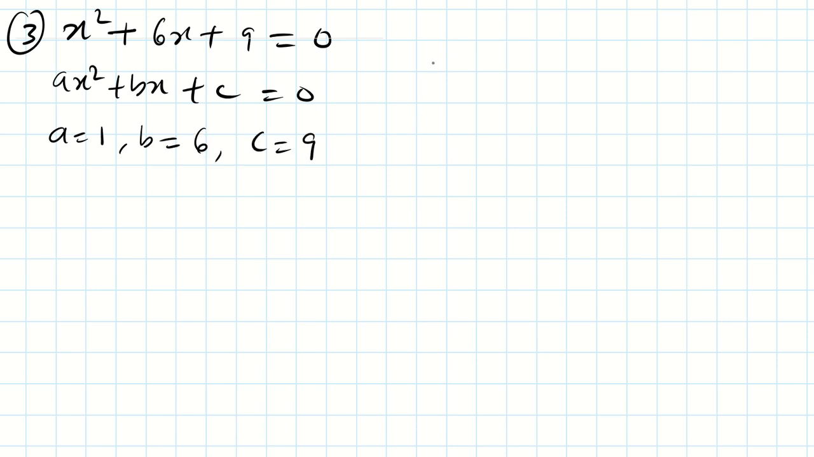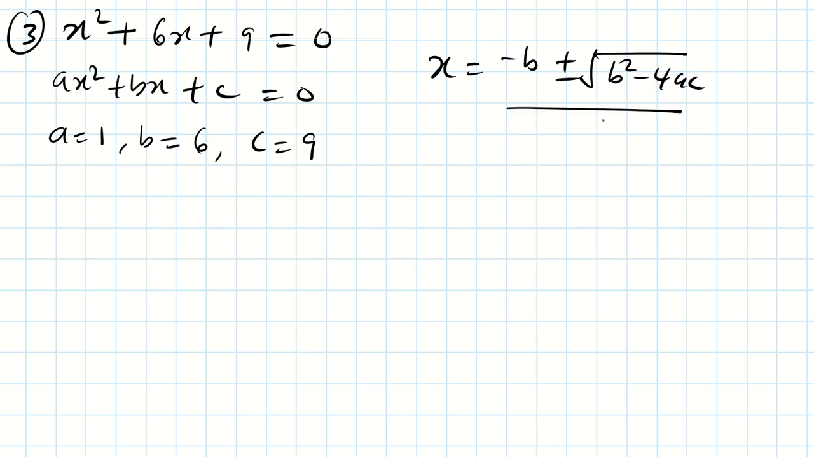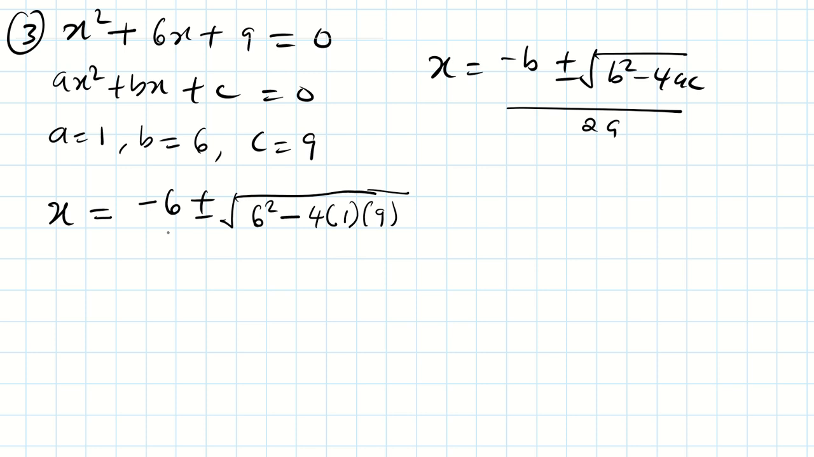So let's write down the general quadratic formula. x is equal to minus b plus or minus the square root of b squared minus 4ac over 2a. Now, on substituting, we have that x is equal to minus 6 plus or minus the square root of 6 squared minus 4 times 1, which is the value of a, times 9, divided by 2 times a, and our a is 1.